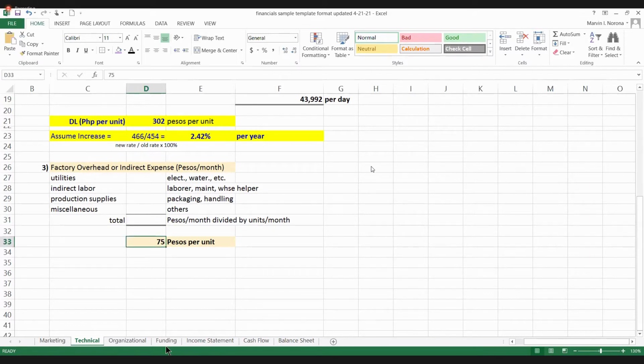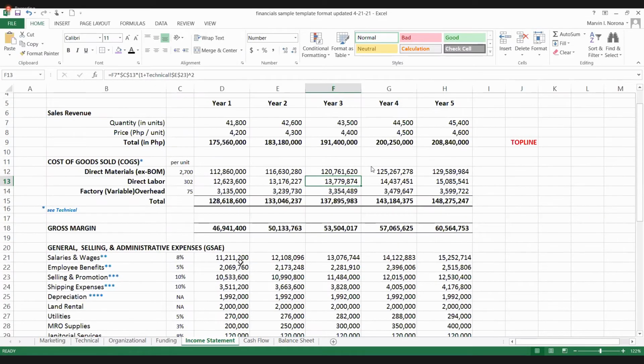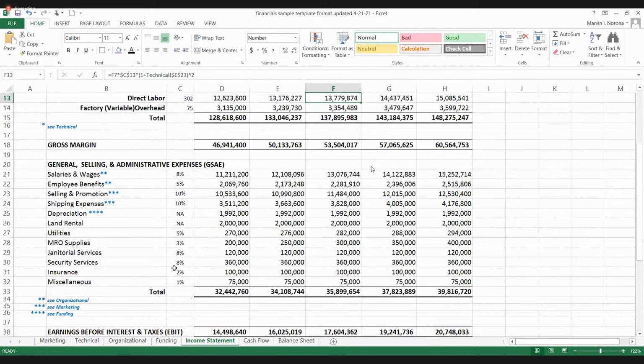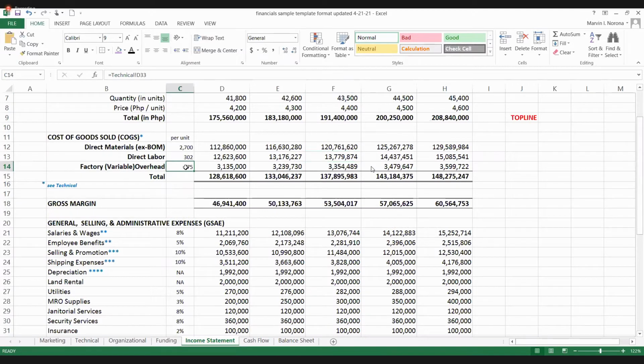75 pesos. Bring it over to the income statement. Okay, bibigay ko na lang sa inyo yung Excel spreadsheet para kayo na lang ang gumamit nito, para hindi na kayo mahirapan. Okay. Makikita ninyo yung 75 dito. Then you apply your inflationary increase.